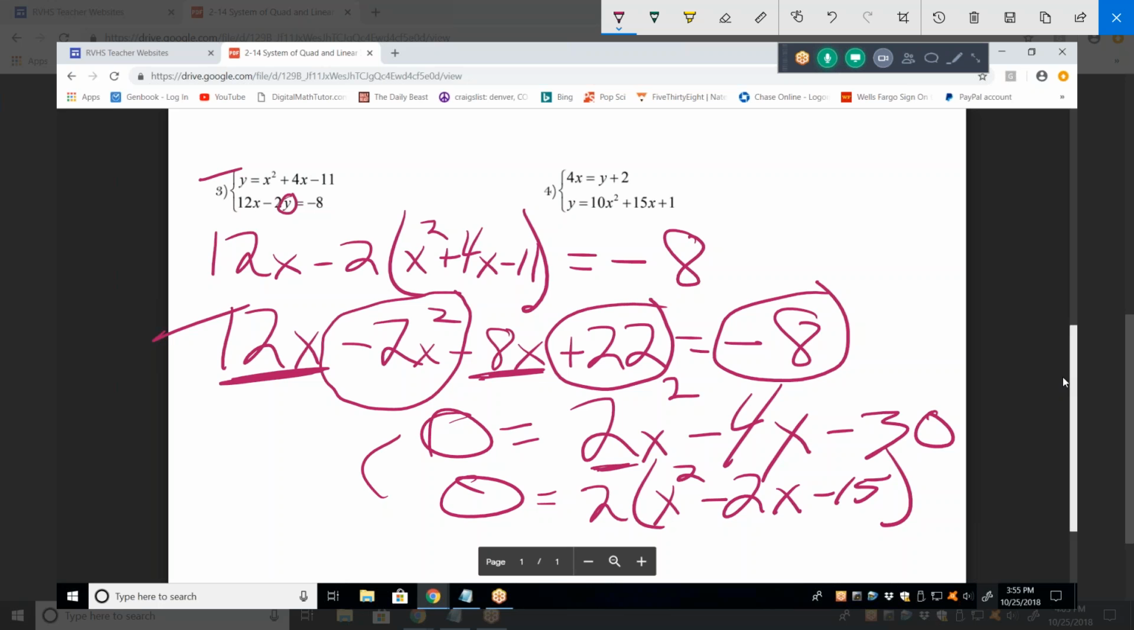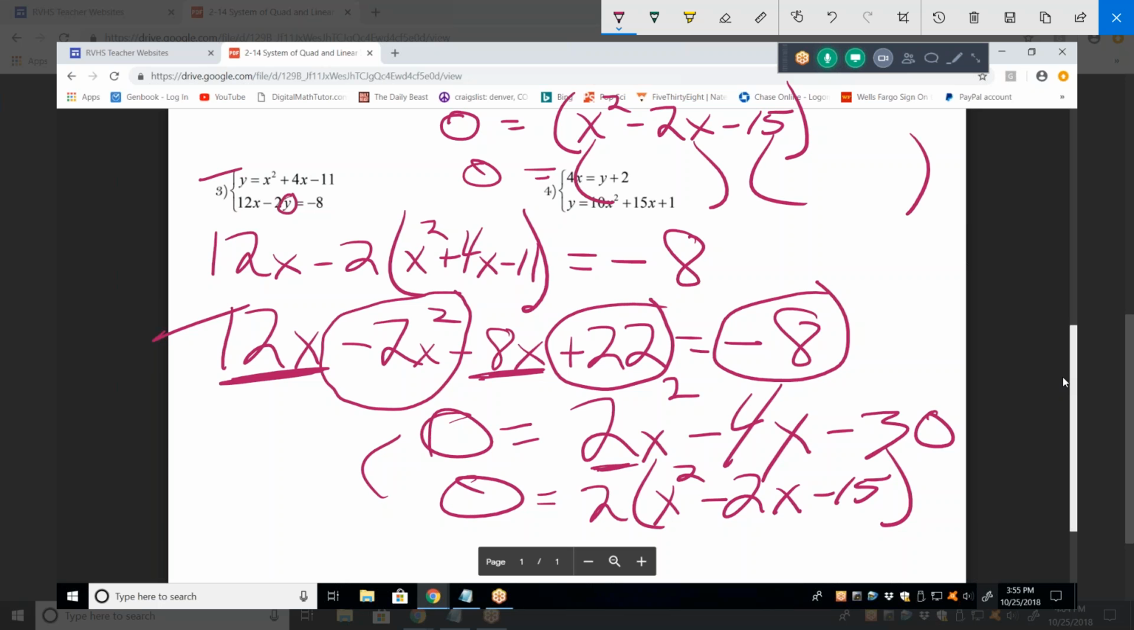Yes. Okay, good. Now I can just get rid of that 2 because I can divide both sides by 2. 0 divided by 2 is still 0. So I end up with 0 equals x squared minus 2x minus 15. Now that becomes rather easy to factor. And the reason it's easy to factor is because the x squared component of it has a coefficient of 1, which is what you want. The moment it gets to be something other than 1, it's difficult to factor.